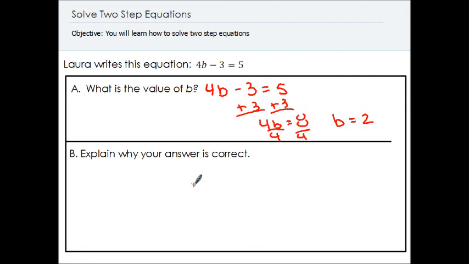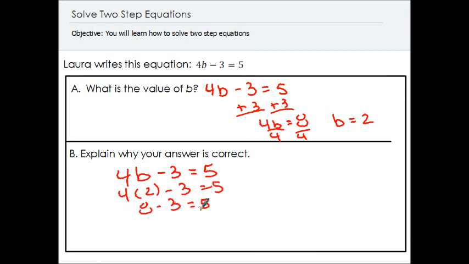Now explain why your answer is correct. The way we would explain that is by doing our check step, because if we end up getting 5 as our answer, then we know we did it correctly. So we're going to plug 2 back in for b. 4 times 2 is 8. Now we have 8 minus 3 equals 5. And 5 equals 5, so we know that we got it correct.